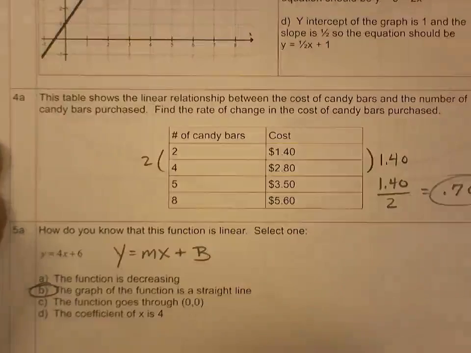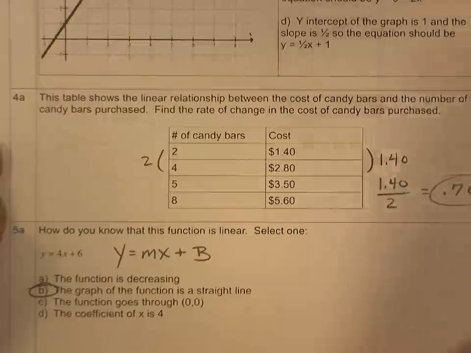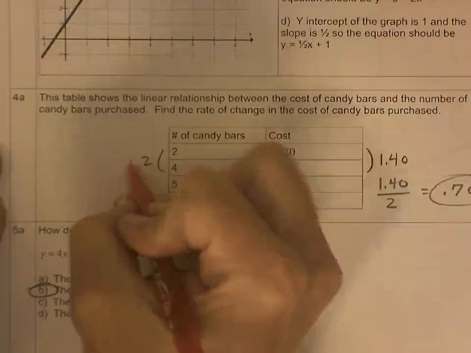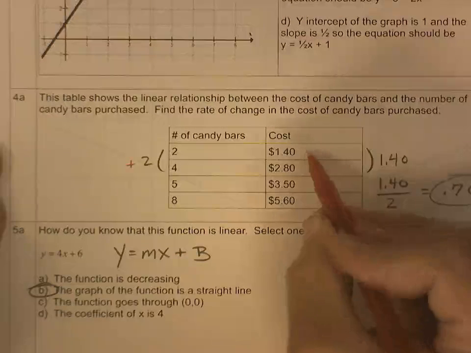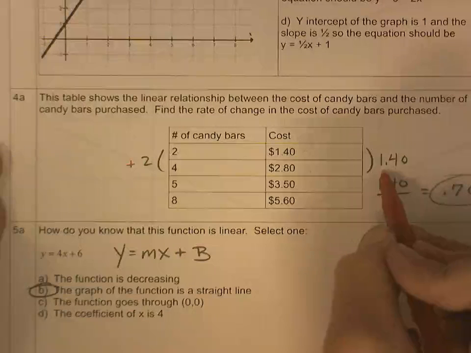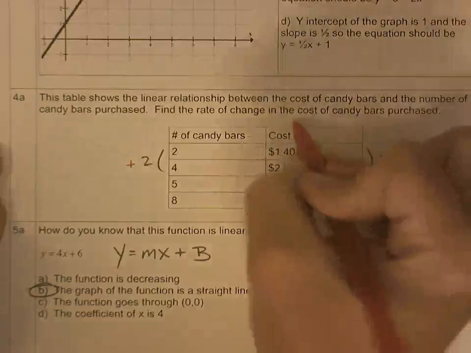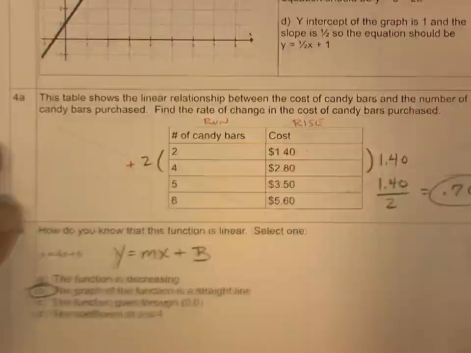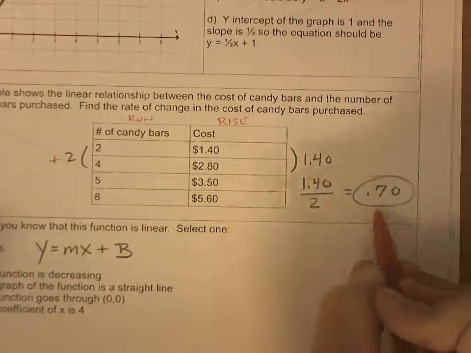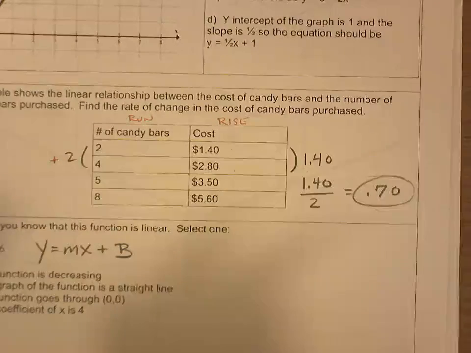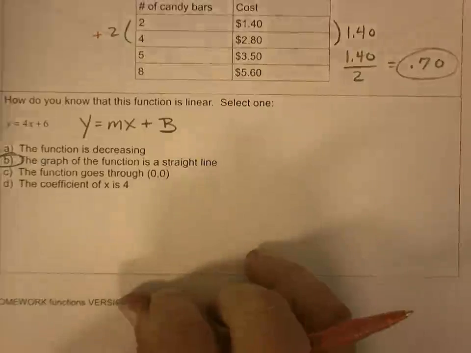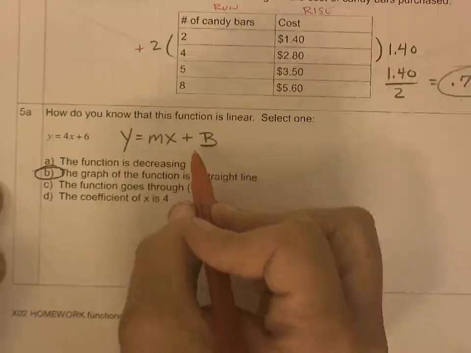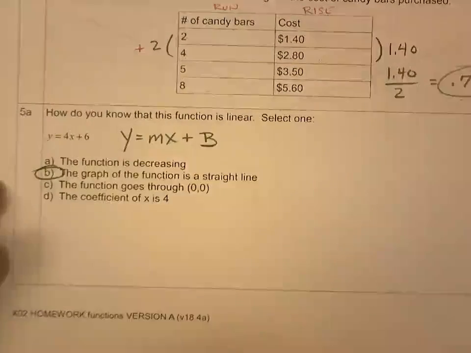Number 4. Find the rate of change. From 2 to 4 is a change of 2. From $1.40 to $2.80 is a change of $1.40. This is the rise. This is the run. Rise over run. So the rate of change is 70. How do you know this function is linear? Well, it's y equals mx plus b. I know it makes a straight line.